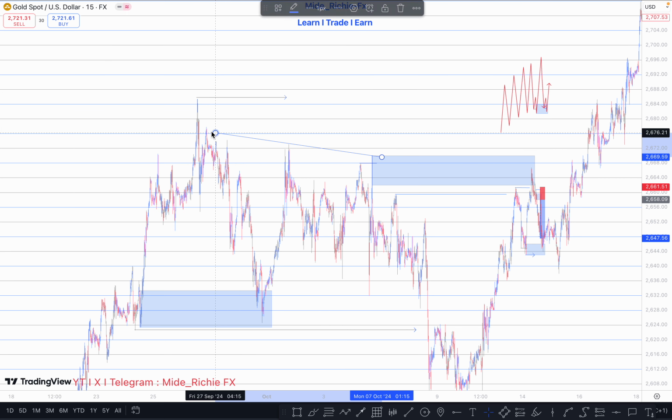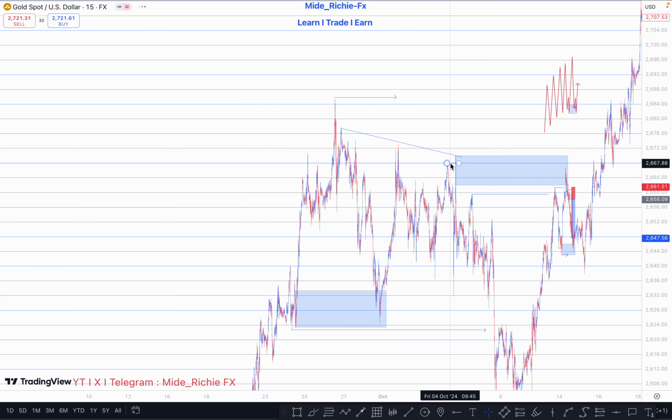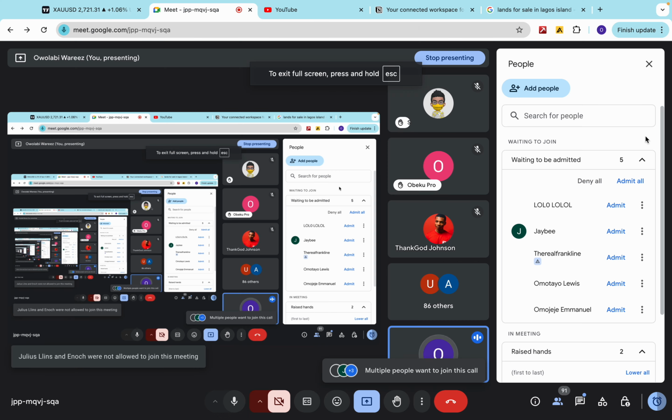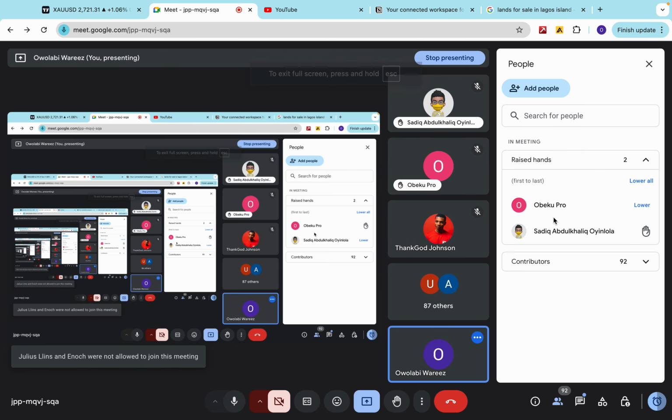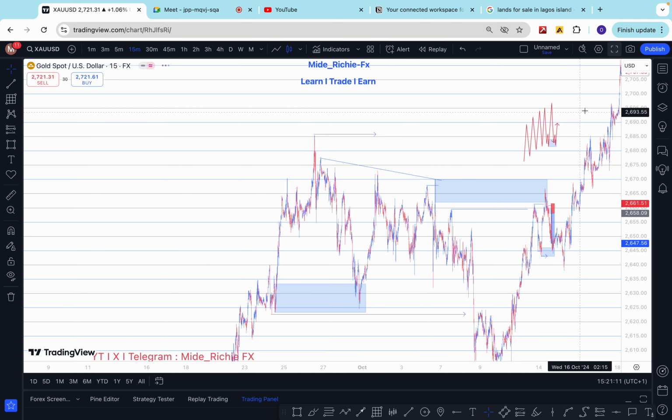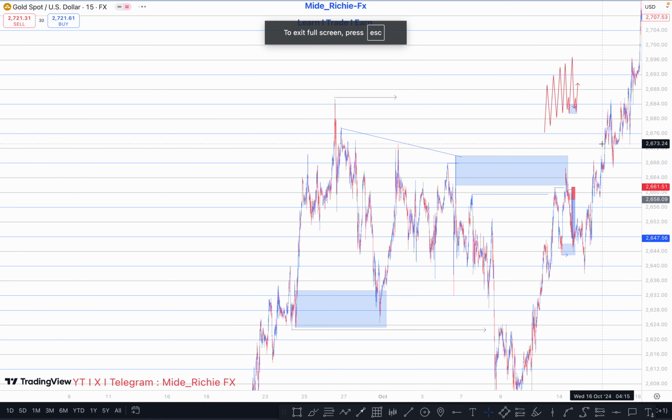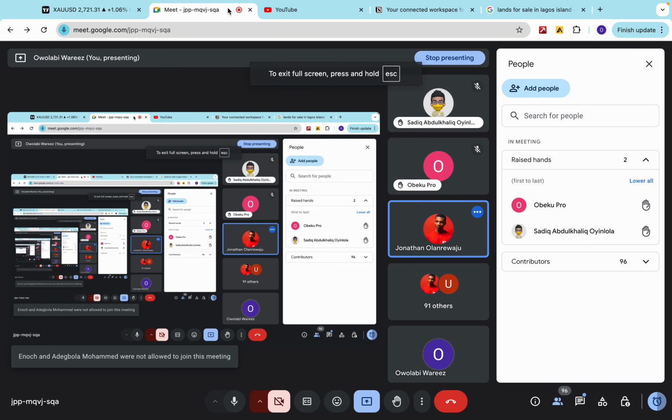So you can see right here, we have this particular trend line liquidity. The market might still expect this supply zone to come take out all of this trend liquidity and still take out this high. So I'm not really married to a particular bias. I'm just being reactive.